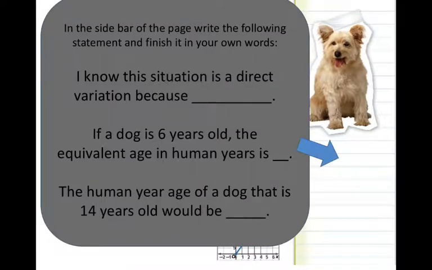Okay, now there's a couple questions for you. There should be room on the sidebar underneath our cute little fluffy puppy right here. 3 things you're going to write. First one, I know this situation is a direct variation because. How do you know this is a direct variation? What about what's happening here tells you that? Number 2, if a dog is 6 years old, the equivalent age in human years is blank. This should be a no-brainer, by the way. We just did it together, me and you.